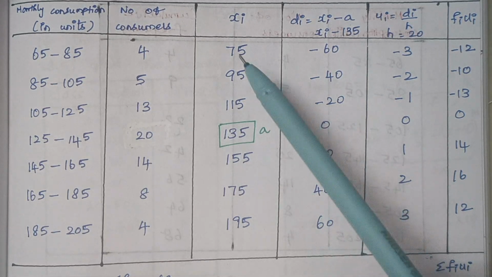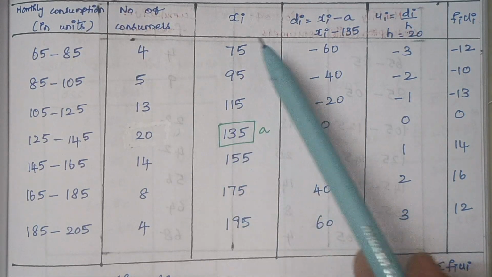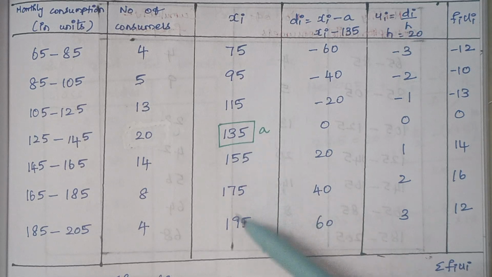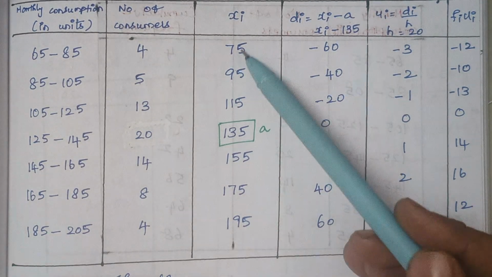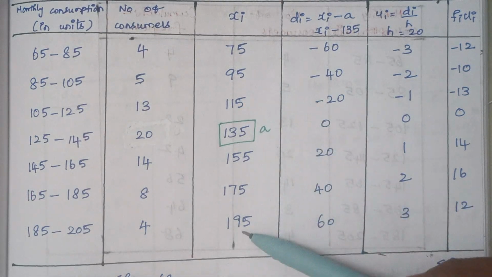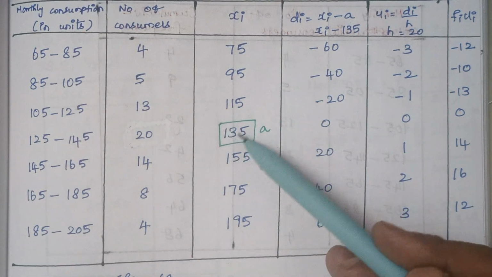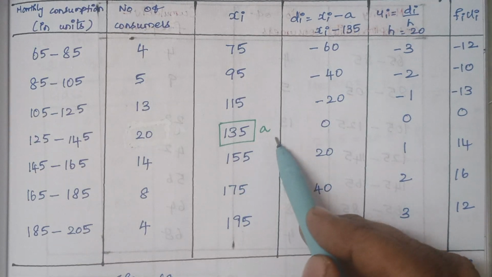So just count how many terms do we have here. 1, 2, 3, 4, 5, 6, 7. So totally 7 terms we are having. So it is very easy for us to select the value of A. You can select the middle number, right? You see here we have left the top 3 and bottom 3, and in the middle we have 135. So this is the value of A.